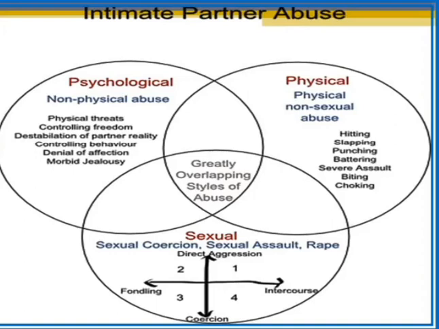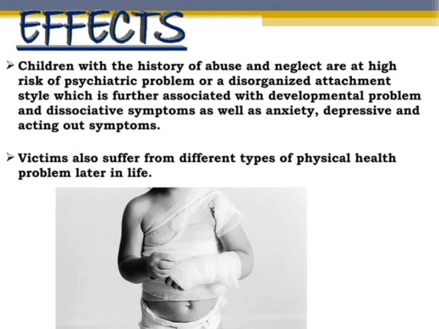In the case of psychological, non-physical abuse: physical threats, controlling the freedom, destabilization of the partner's reality, controlling the behavior, denial of affection, morbid jealousy. In the case of sexual abuse: sexual coercion, sexual assault and rape. Physical, non-sexual abuse: hitting, stabbing, punching, battering, severe assault, biting, choking. Effects: children with a history of abuse and neglect are at high risk of psychiatric problems or disorganized attachment style, which is further associated with developmental problems and dissociative symptoms, as well as anxiety, depressive and acting out symptoms.